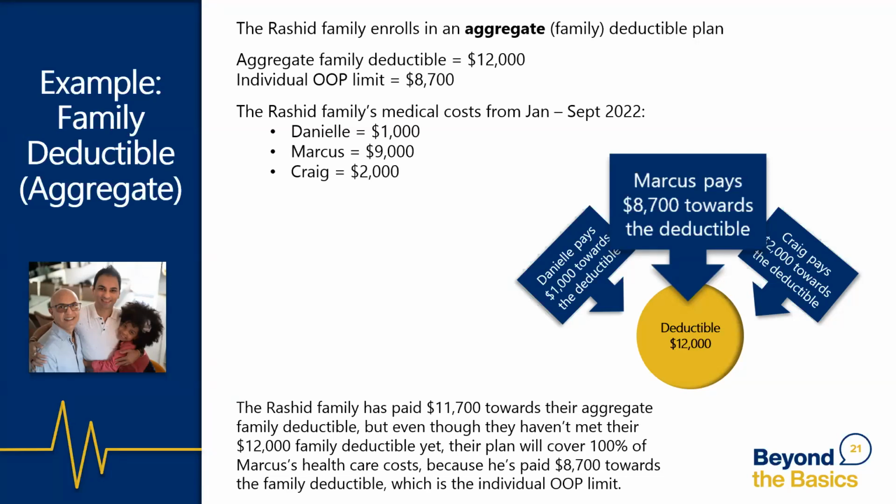And since the Rashid family will have paid $11,700 towards their $12,000 aggregate family deductible, once either Danielle or Craig pays $300 for healthcare services, the family will have met their family deductible, and the plan will begin to pay for a portion of the costs for services for Danielle and Craig as well.